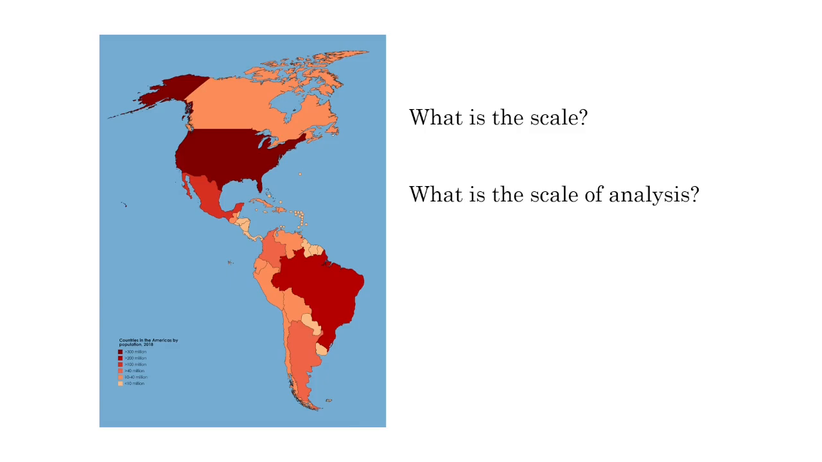So here we have a map. It just shows population of one of the hemispheres, not even the entire hemisphere, but just a little region of it. So what is the scale? The scale is regional because we're looking at a region of the world. What is the scale of analysis? What is the data being compared between? Well, the data is being compared between different countries. So it's a country scale of analysis.